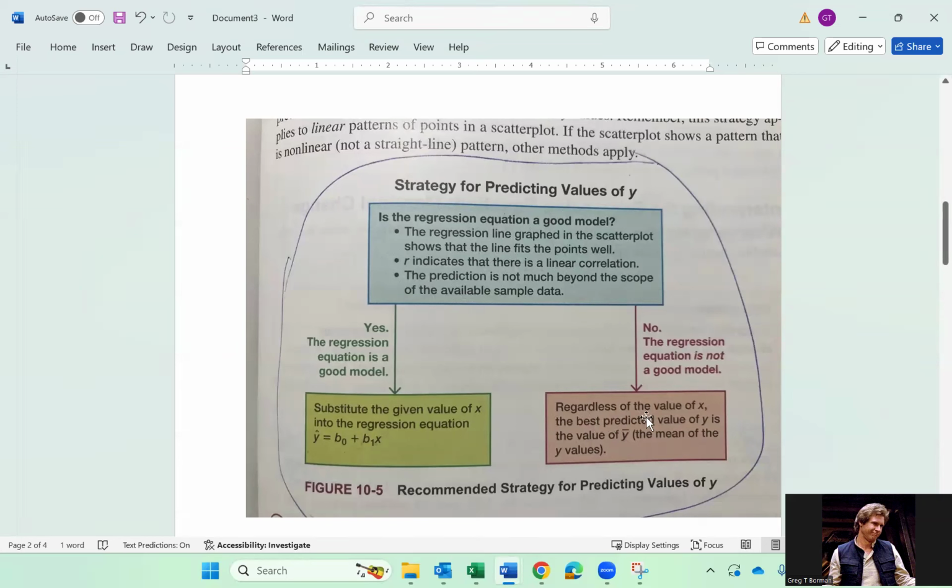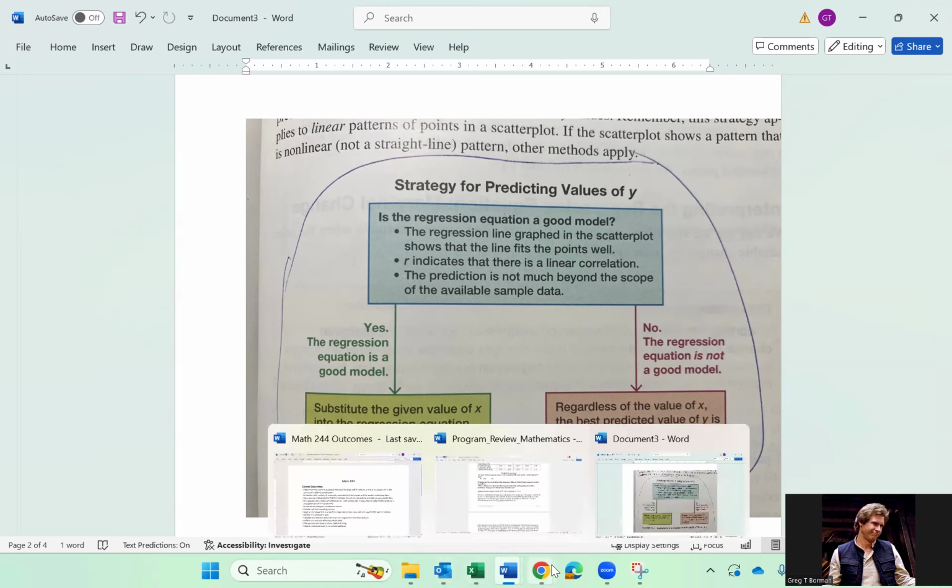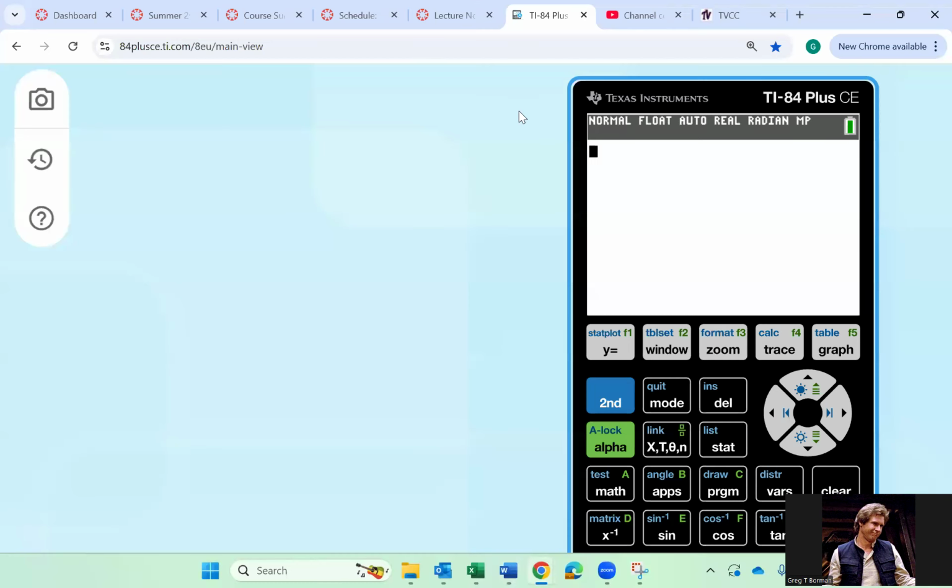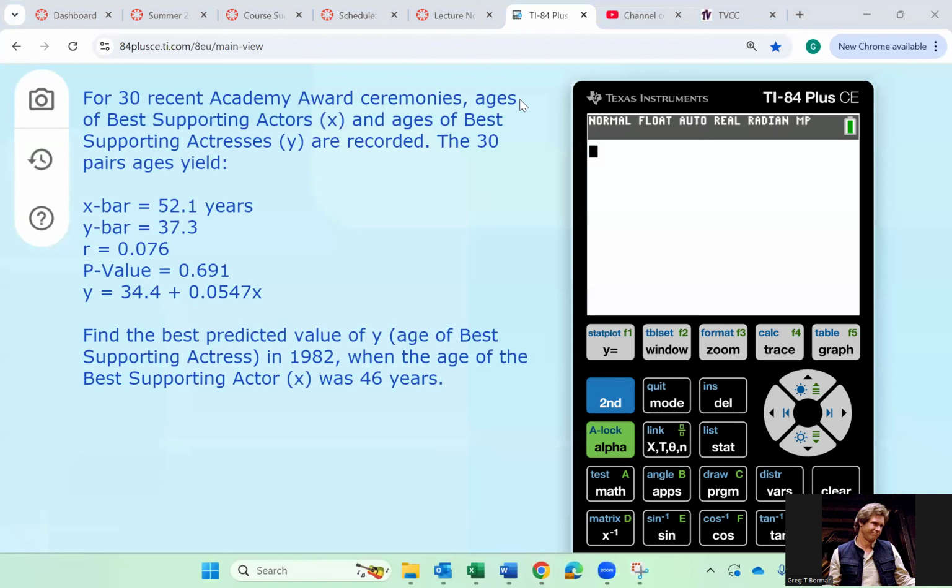So our prediction is just going to be y bar, the mean of the y values. That's it. If your answer is no, you just go with y bar. I know it seems anticlimactic. So our answer is y bar, which was 37.3 years old.